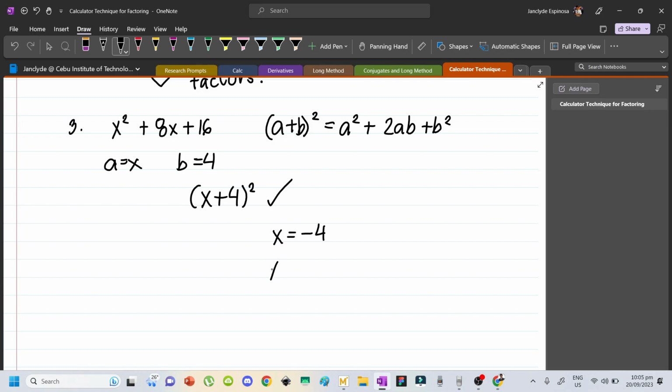But your factors cannot be x plus 4 alone because this is in the second degree. So you will have to multiply this by itself. And so it will become x plus 4 squared.